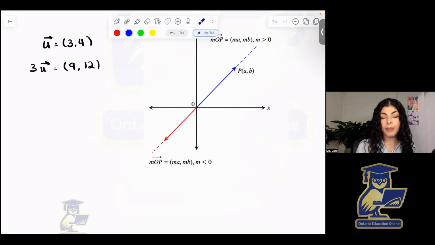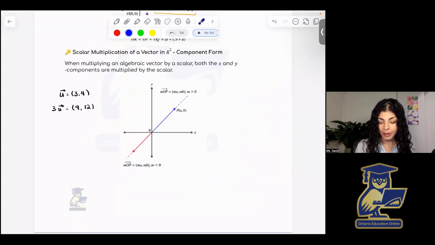If the magnitude of m is greater than 1, you are lengthening the vector in the opposite direction. And if m is just equal to -1, then you have the same vector, but just in the opposite direction. So it's the opposite vector.